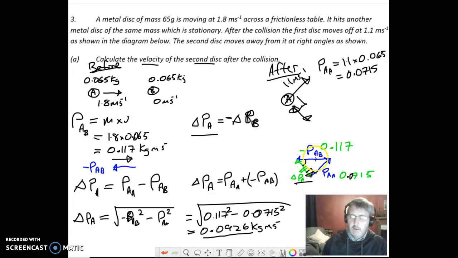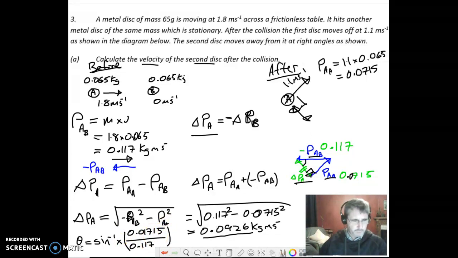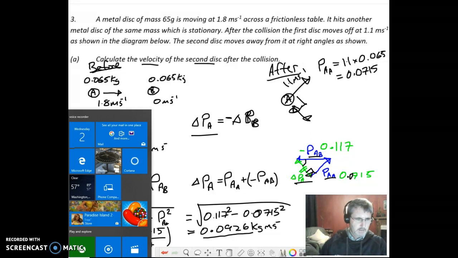Now, if we want to find that angle, we should start with the data that we had for this and this, which is the hypotenuse and the opposite, and that means sine. And so I'm going to say that theta, or the angle, equals the inverse sine of the opposite over the hypotenuse, which is 0.0715 over 0.117. Now let's see if I can do this on Microsoft's calculator, which sometimes can be a bit of a pig.